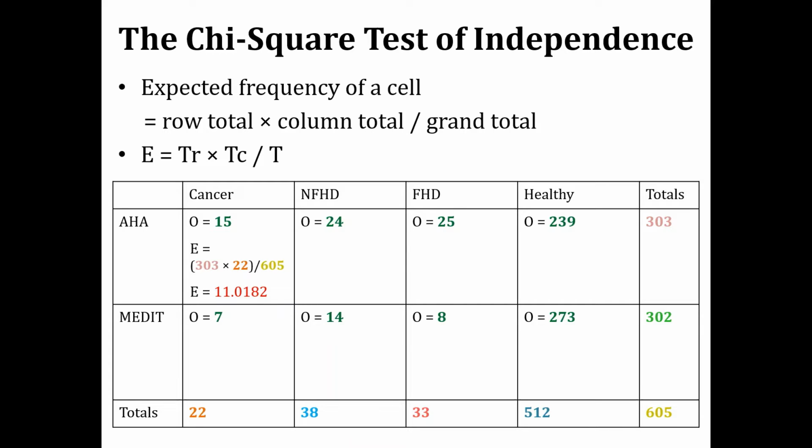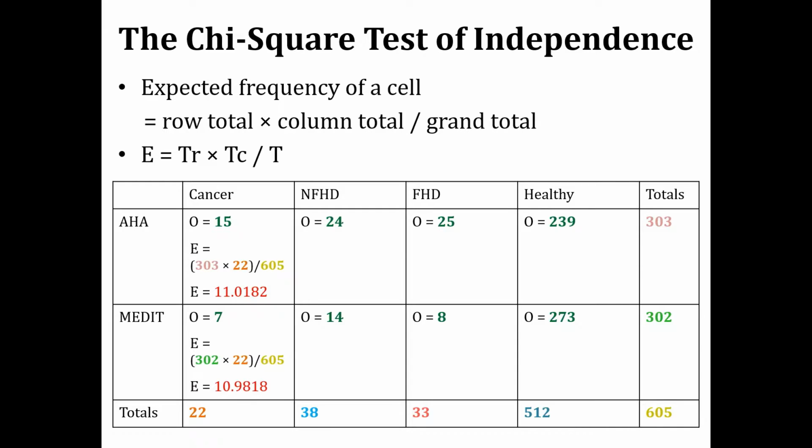Now the observed frequency for the cancer cases on Mediterranean diet is 7. But this observed frequency has nothing to do directly with the calculation of the expected frequency. So what do we need? We need the row total and the column total. The row total here is 302 and the column total here is 22. So we have 302 multiplied by 22, and then the answer is divided by the grand total, which is 605. The expected frequency is 10.9818.